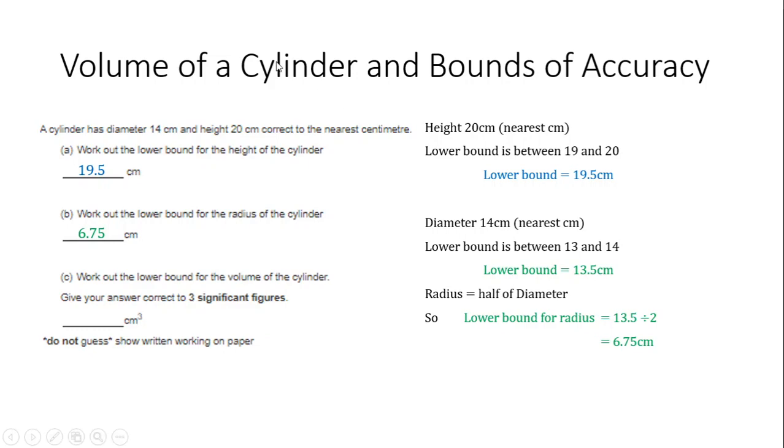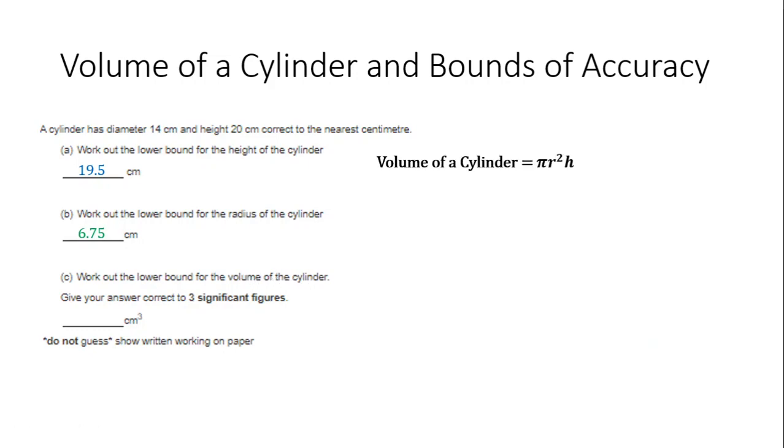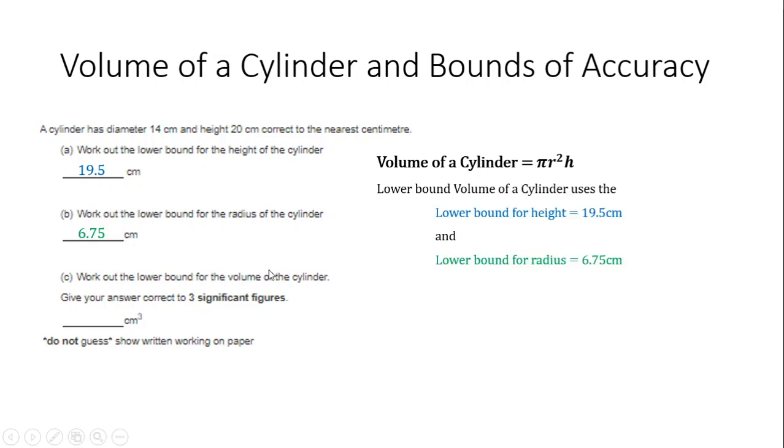Now, having worked out these two values, you're meant to be using these two values to work out the lower bound for the volume of the cylinder. We know the formula for the volume of a cylinder. It's pi r squared times h. That's the area of the circular cross-section multiplied by the length of the prism, right? Now, knowing that the lower bound for the radius is 6.75, we'll substitute that in. And knowing that the lower bound for the height is 19.5, that will give us the lower bound for the volume of the cylinder.